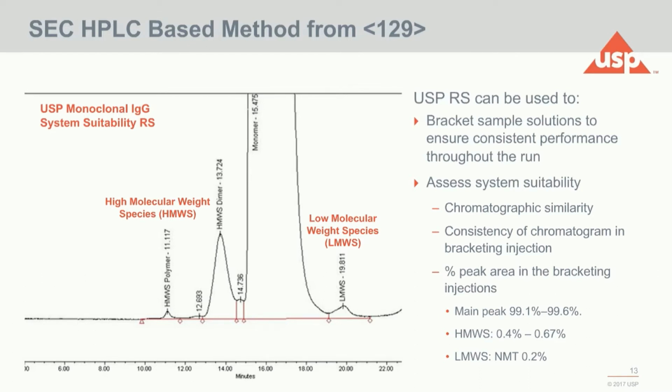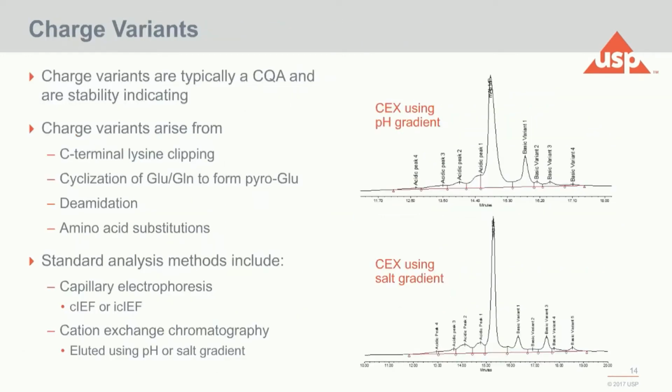So I'll also touch on charge variance, and this is something I know Kai is going to talk about in more depth, so I'll just talk about it very briefly. Charge variants are often a CQA, and they do tend to be stability indicating. These can arise from a number of different processes: deamidation, formation of pyroglutamate, lysine clipping at the C-terminus, as well as any amino acid substitutions. And these are typically analyzed using either capillary electrophoresis or cation exchange chromatography.